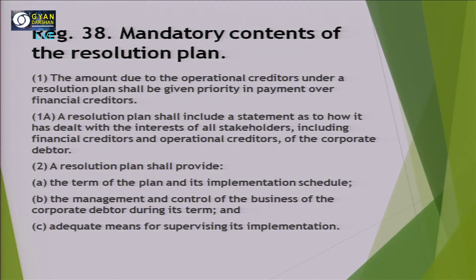Then there is the management and control of the business of the corporate debtor during its term. Basically, the CIRP ends when the plan is approved, and till the handover of the CD to the resolution applicant, there is an interim term. During this, generally the monitoring committee comes into play, and it will consist of basically the resolution applicant himself, the financial creditor, and the resolution professional or any other person appointed as a monitoring professional, who will jointly supervise the affairs. Like in the next provision, it is adequate means of supervising its implementation. So these are the mandatory contents of a resolution plan.